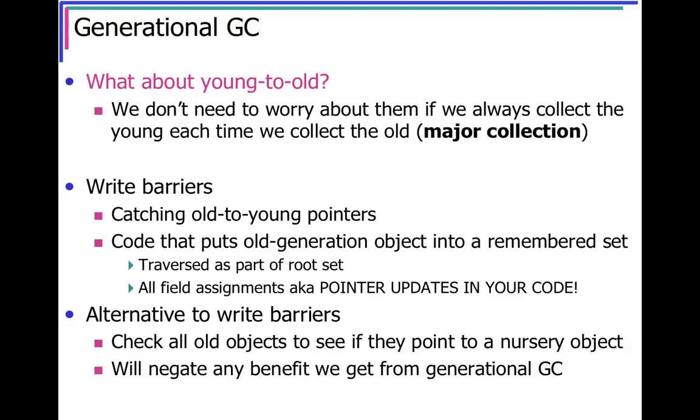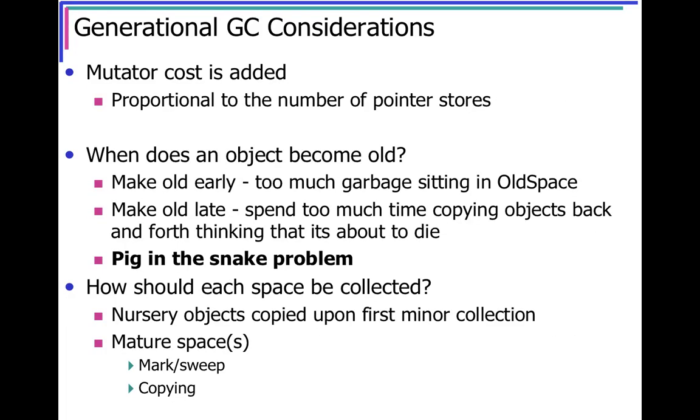There's lots of ways of implementing write barriers, and I've mentioned a few, but no matter what, all write barriers are going to be added overhead to the program itself. There are some other considerations for generational garbage collection. That's the mutator cost. If you have a lot of pointer stores in your program, then you're going to have increased overhead because we have to track these old to young references.